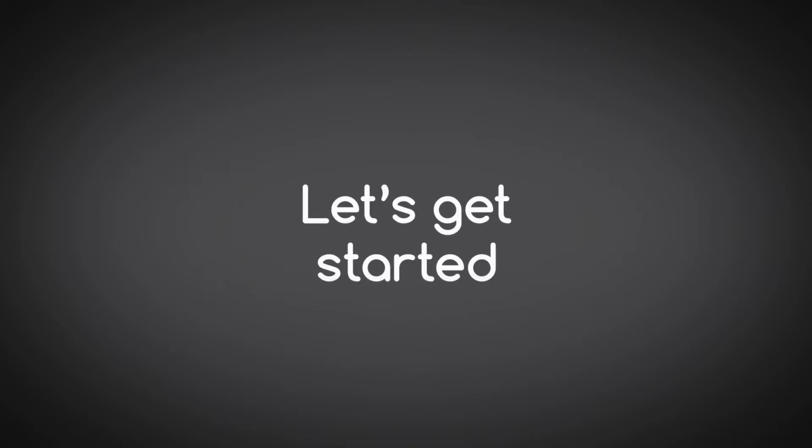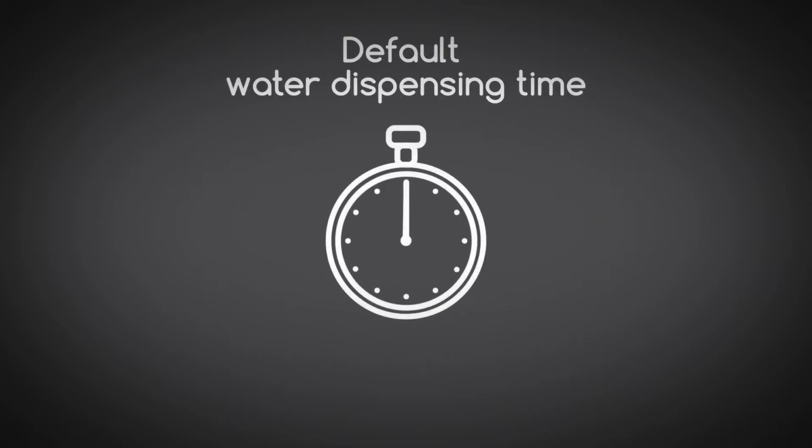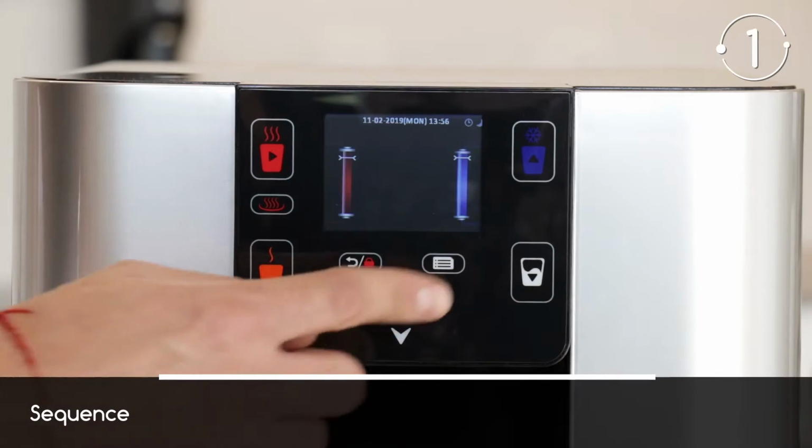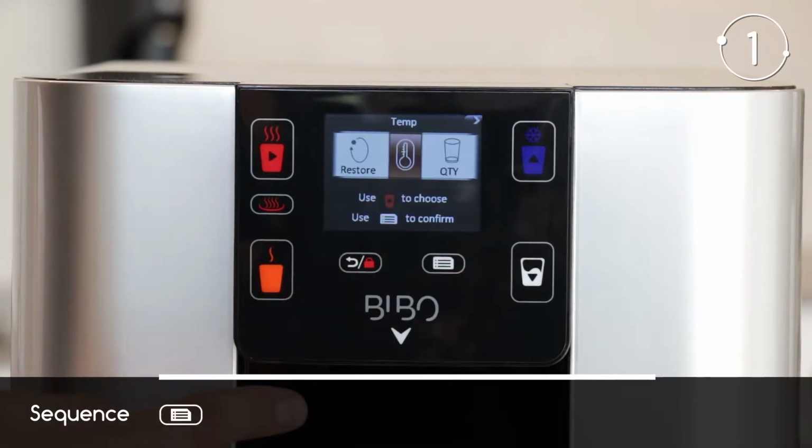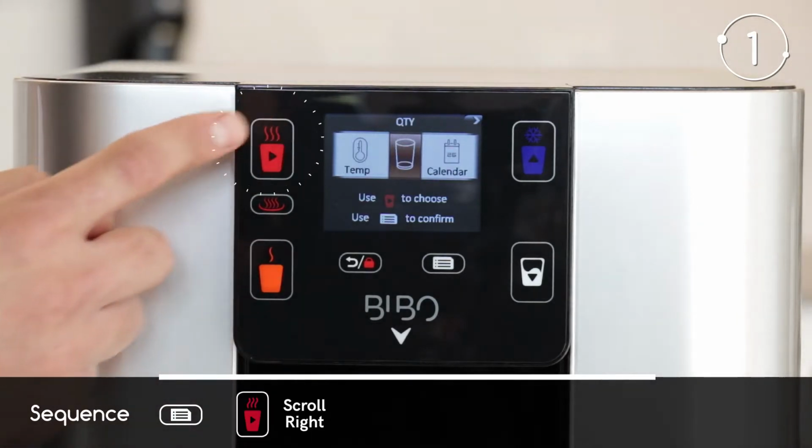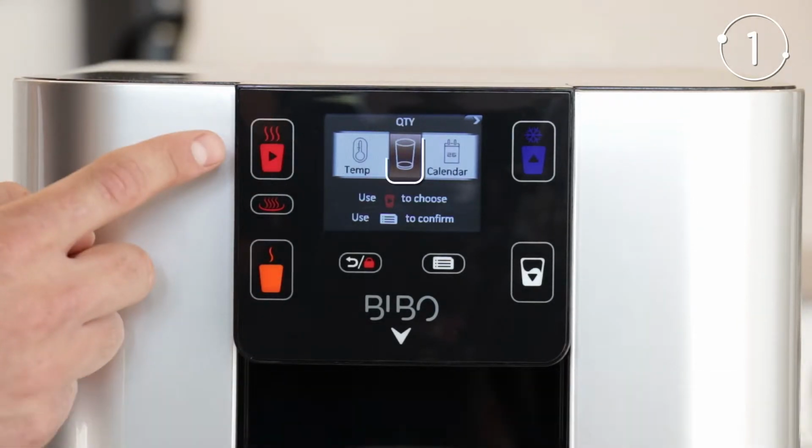Let's get started. The default water dispensing time is 10 seconds. To customize this time, please follow these steps. Touch the menu button on the BIBO bar screen and navigate to the quantity setting by touching the red cup button once. Note that the setting you're on is the one highlighted in bronze in the center of your screen.